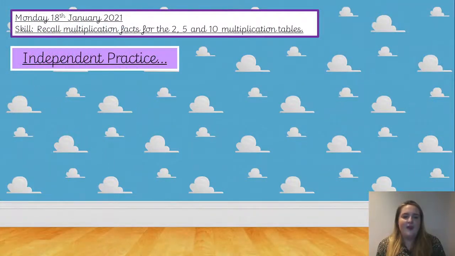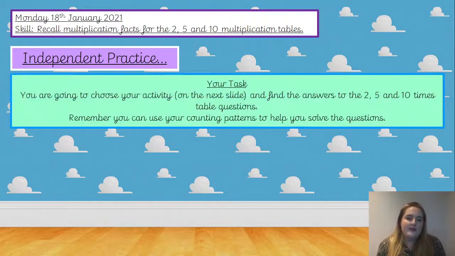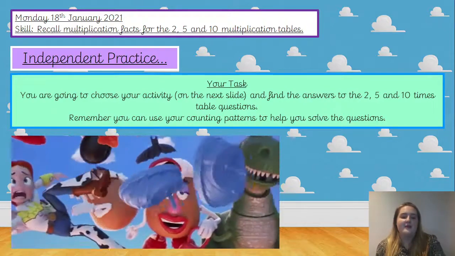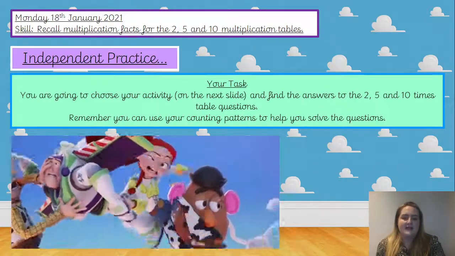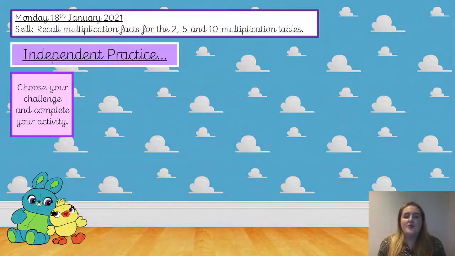Okay, let's have a look at our independent practice now then. Your task today, you are going to choose between your activities, and I'm going to go through these on the next couple of slides. You need to find the answers to the 2, 5 and 10 times table questions. Remember, you can use your counting patterns to solve this, you can recall, or you can also do the star jumps and the jumps if that's what's really helped you with counting your 2s, 5s or 10s today. Okay, so we're going to have a little look through all of the different activities now. So remember, you choose your challenge.